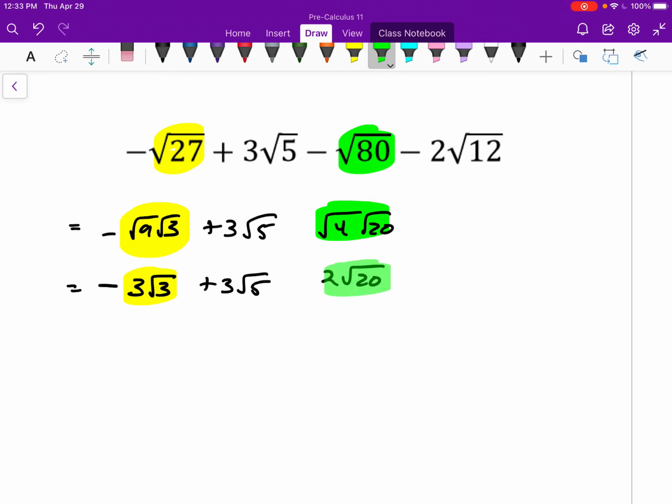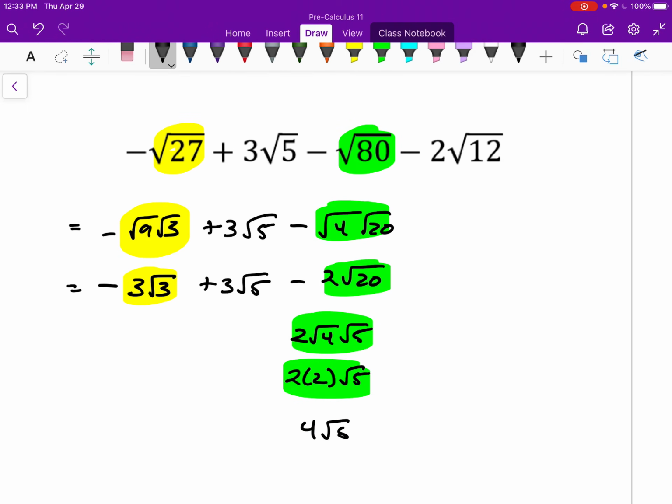However, again, 20 I can continue to break up. And so I can break up 20 into root 4 and root 5. So 2 times 2 times the square root of 5. Everything you see highlighted in green is equivalent, which means the square root of 80 is the same as just 4 times the square root of 5.